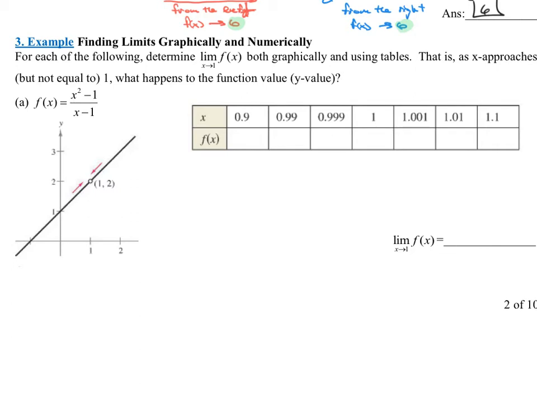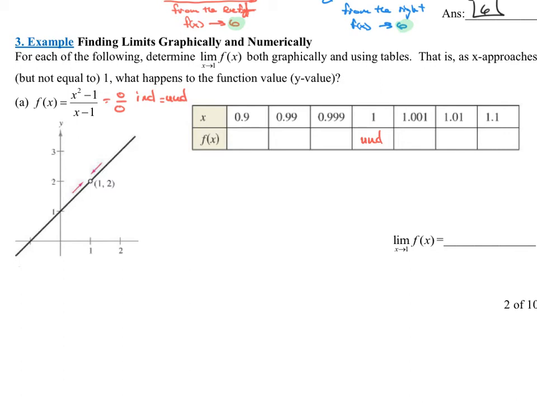And notice if I plug in the number 1, I would have 1 squared minus 1, which is 0, and 1 minus 1, which is 0. So I'd have 0 over 0. If I tried plugging in 1, it would be 0 over 0, which is called indeterminate form, which is undefined. So that tells us that the function value at that point 1 is undefined. It's not clear what the value is. It is not defined. It's division by 0.